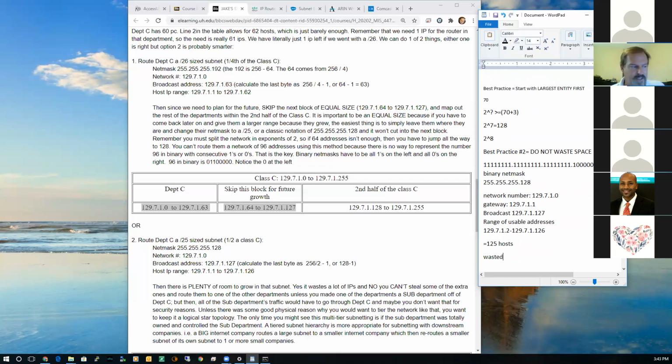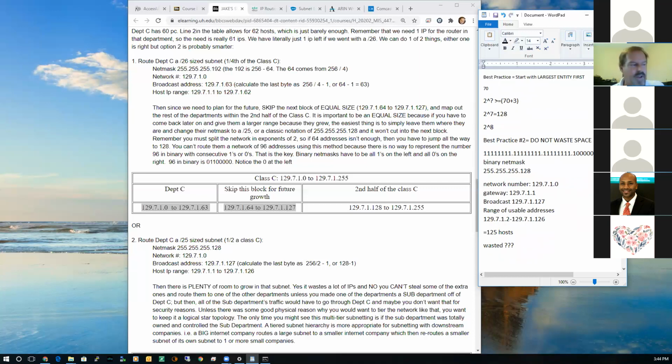How much address space ends up getting wasted there, other than the 3 we have to waste? We take the 125, which is the max number of hosts, and we subtract the original needs, which is not 73. A lot of people make that mistake on the test. They go, oh, the needs is 73. No, needs is just 70. What's 125 minus 70?